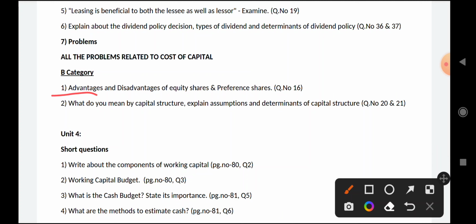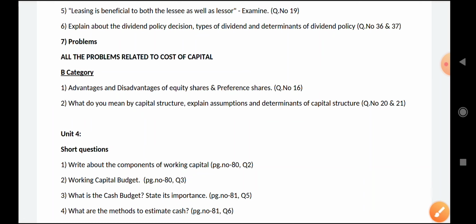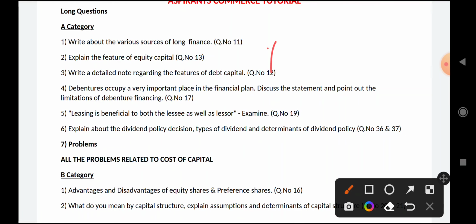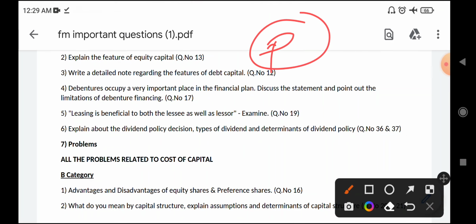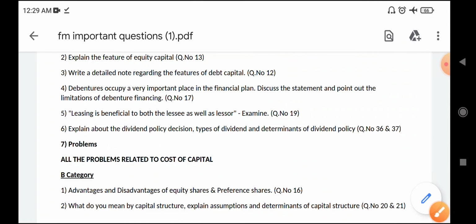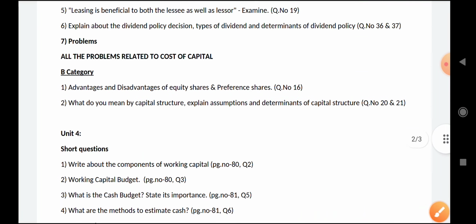And B category questions: advantages and disadvantages of equity and preference shares. What do you mean by capital structure? Explain the assumptions and determinants of capital structure. These are the questions you need to learn for B category. And I am expecting a problem from this unit. So do the problem-related questions which we discussed in the class.